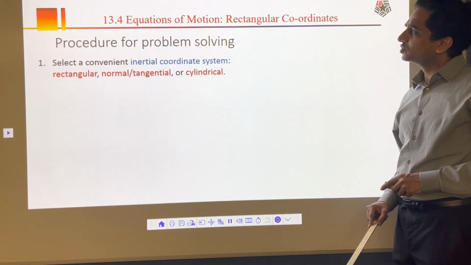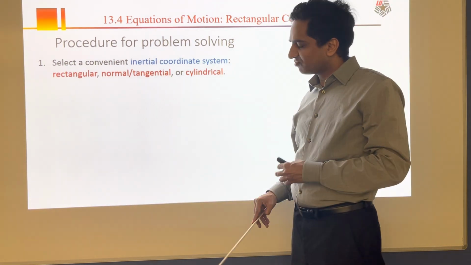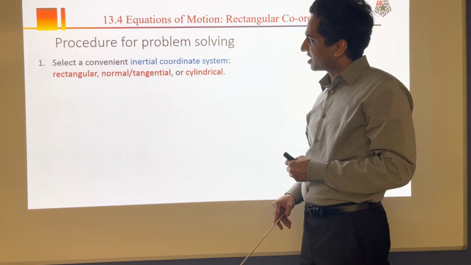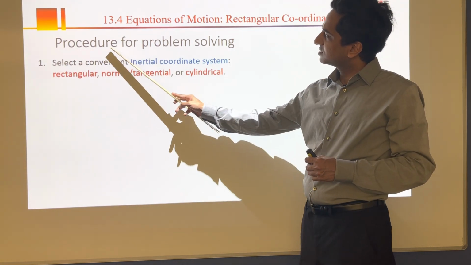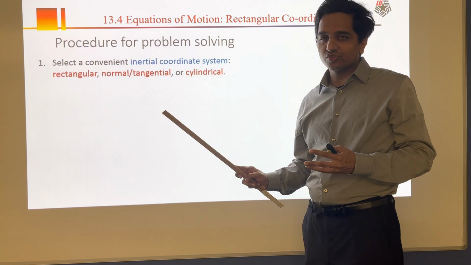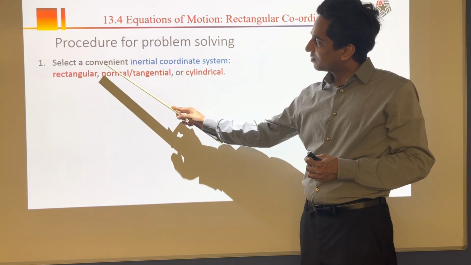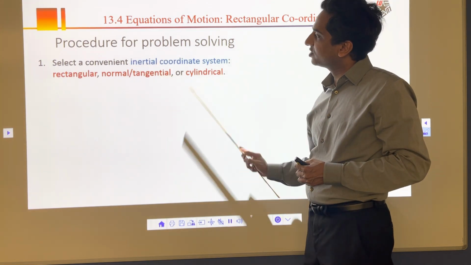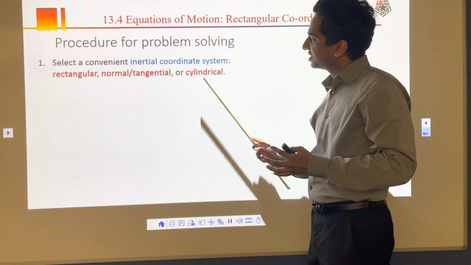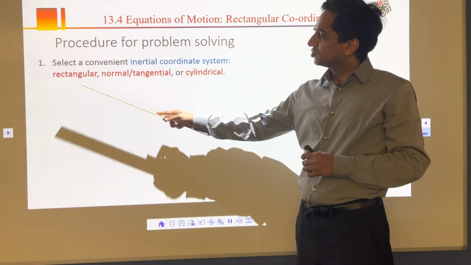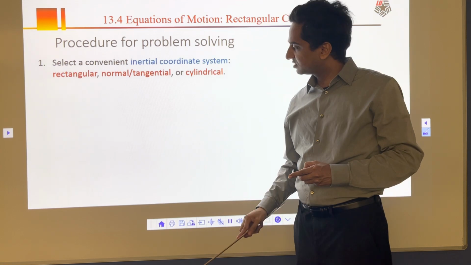So how to solve these problems? There are very specific steps involved, and once you practice, you will get very familiar. Once you practice it, it will get easier. So what are the steps or procedure to solve this kind of problem? Very first, when you have this kind of problem, select a convenient inertial coordinate system. Either the problem is in rectangular coordinates, normal-tangential, or cylindrical. You have to choose that. Now we are going to start with rectangular coordinates. So let's say a rectangular coordinate system.